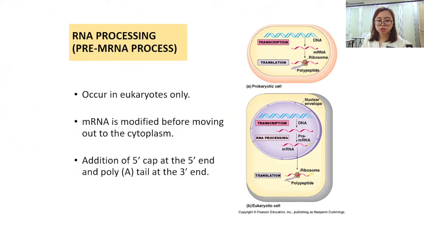After transcription, you will have RNA processing, but this occurs in eukaryotes only. RNA processing is also called pre-mRNA process. mRNA is modified before moving out into the cytoplasm. Modified means we will add a 5' cap at the 5' end and a poly-A tail at the 3' end. But that's not all we're doing. Kita bukan saja tambah satu penutup di hujung dan satu ekor di hujung.